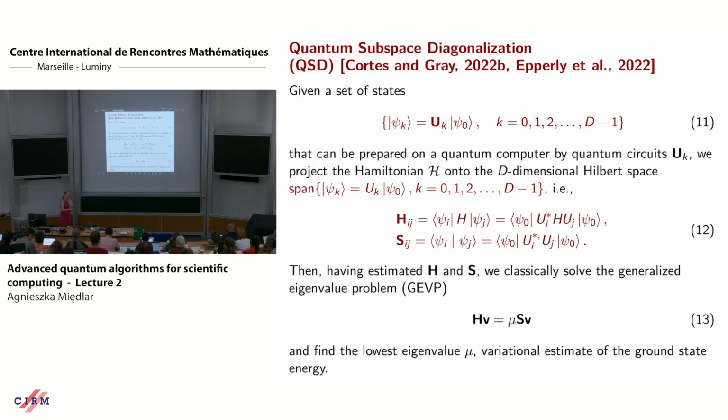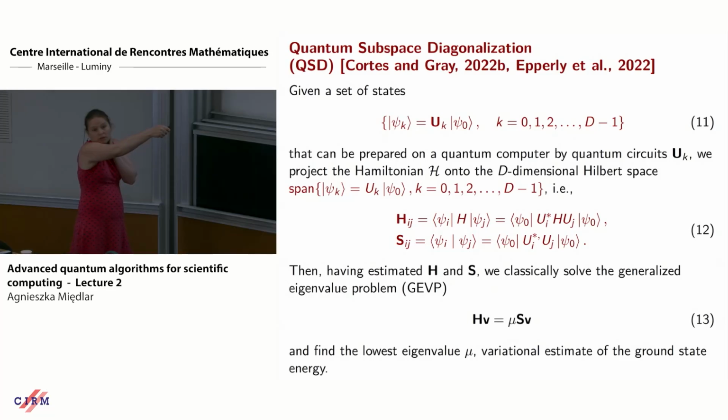Yes? The set of states, does it have to be known a priori, or can it be constructed in an iterative process? It actually has to be constructed in the process. You start with phi 0. That's the only thing you know, and you have to be able to apply U_k. But do all the U_k have to be known a priori? No, you can give them on the fly.